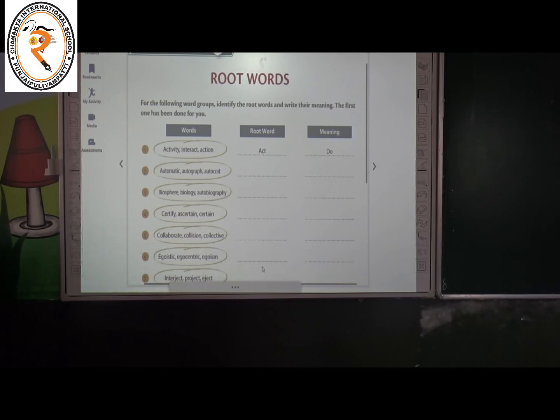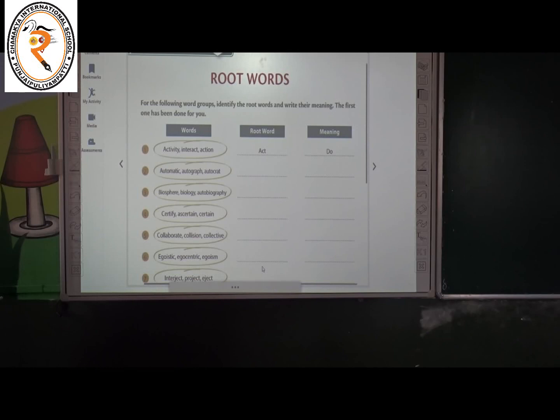Okay. And the next one. Certify, ascertain and certain. The root word is cert, C-E-R-T. What is the meaning of cert? It is sure. So the meaning of cert is sure, S-U-R-E.